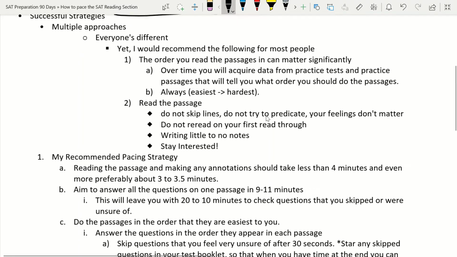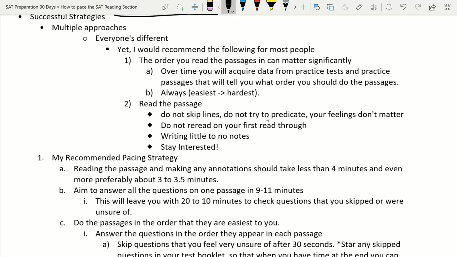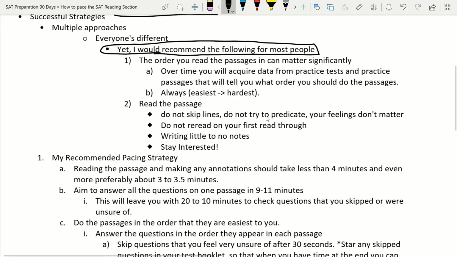So multiple approaches for everyone. Everyone's different. At the same time, here's the strategy I recommend as someone who scored 1590 on the SAT. This is what I think is going to work for most people. Okay, it's what worked for me, and it's what I think works for most people.